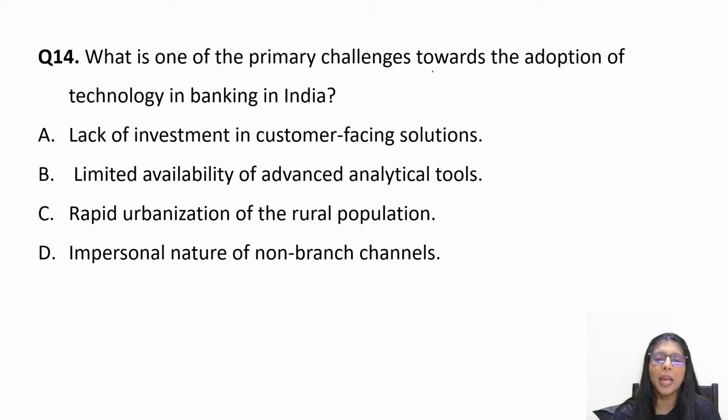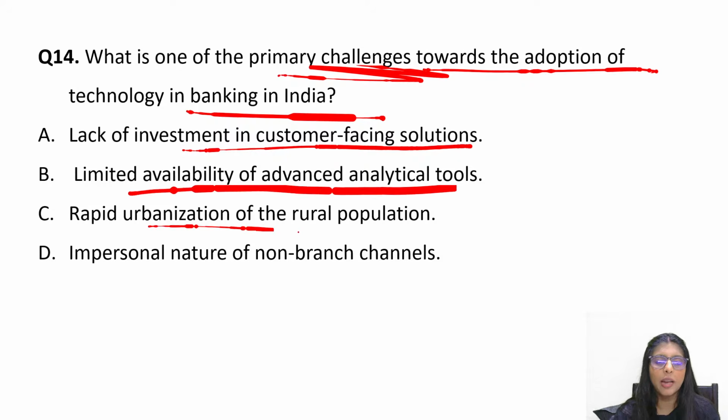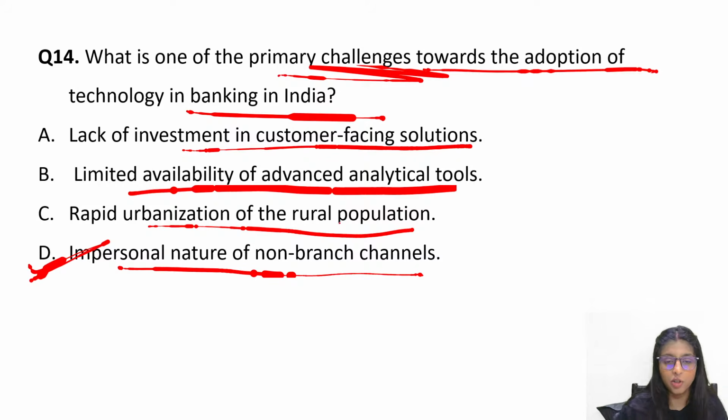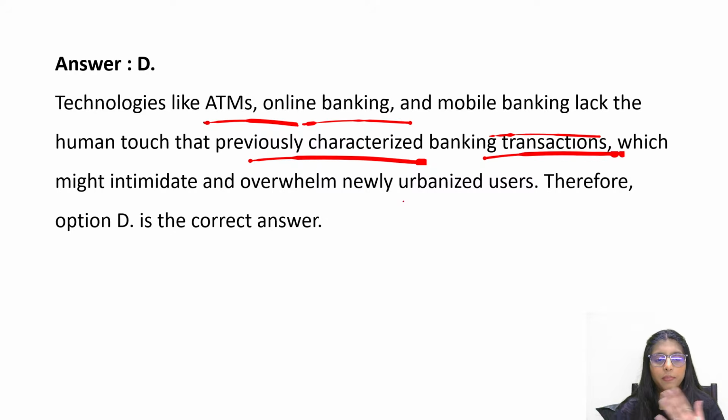What is one of the primary challenges toward the adoption of technology in banking in India? Limited availability of advanced analytic tools, rapid urbanization of rural population, imperial nature of non-branch channels. This is the primary challenge towards the adoption of technology in banking in India. With technology like AI, ATM, and online banking, we lack the human touch previously characterized by banking transactions, which might intimidate and overwhelm the newly urbanized user.